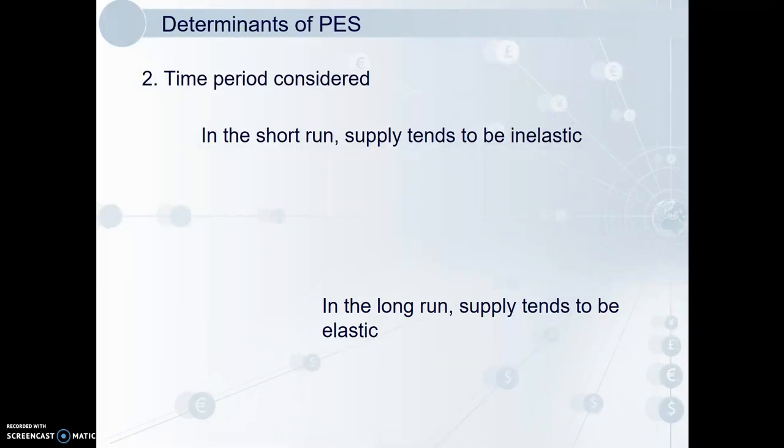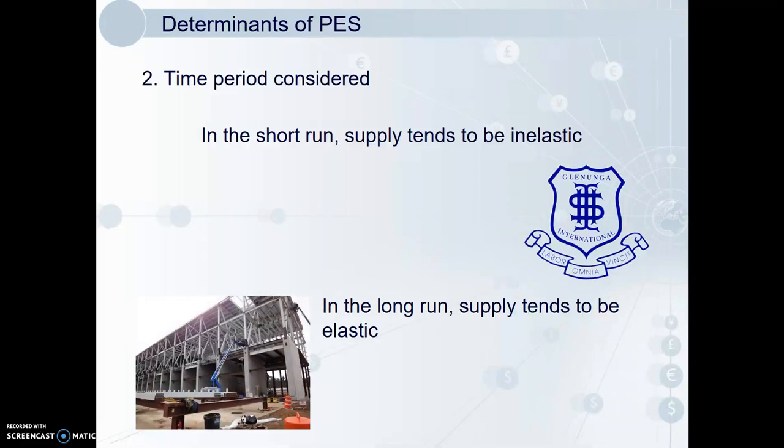Now, just like PED, the time period considered matters. Let's take Glenunga for an example. We have a huge demand for student places. In the short term, we couldn't increase the number of students we educate, our supply, even if price increased significantly. Supply is inelastic. We just don't have the room to have more students. We've got legislated limits on average class sizes in a high school. We can't take them in. In the long term, we can do things like build new buildings, making our supply more elastic to price. But that's a long-term thing.